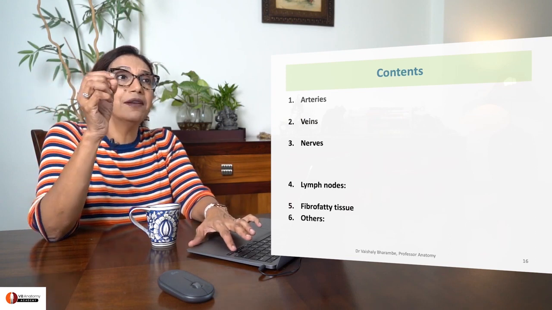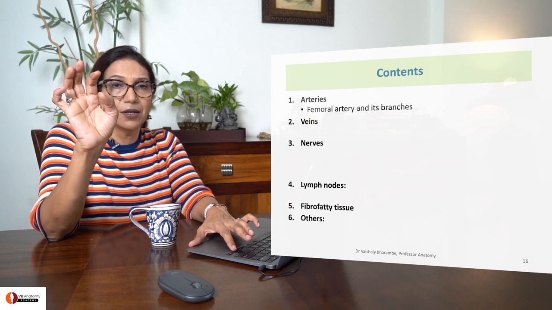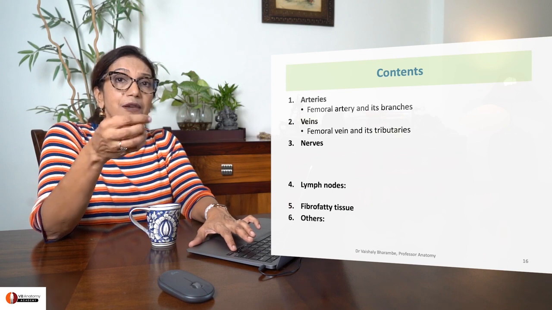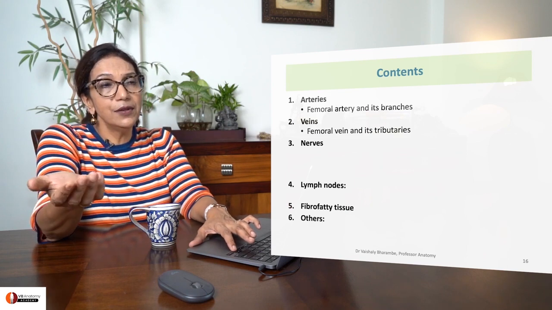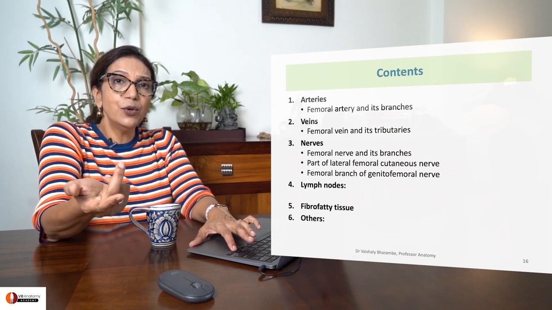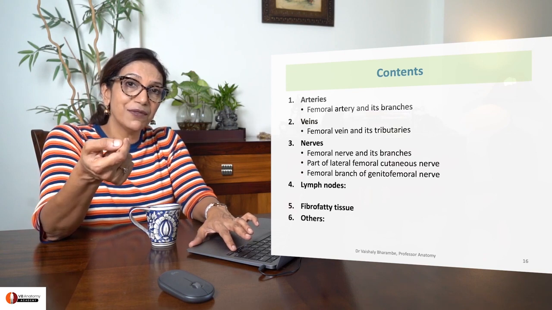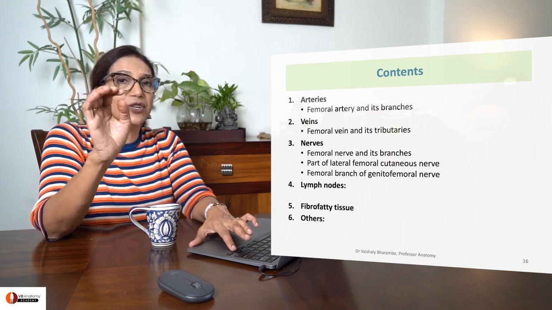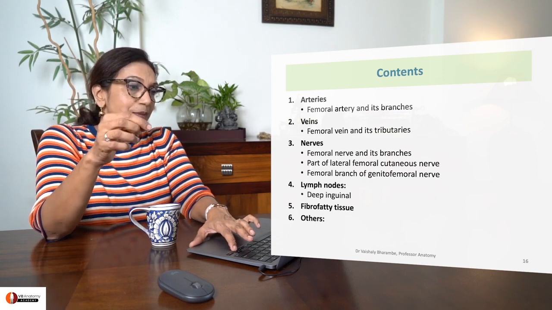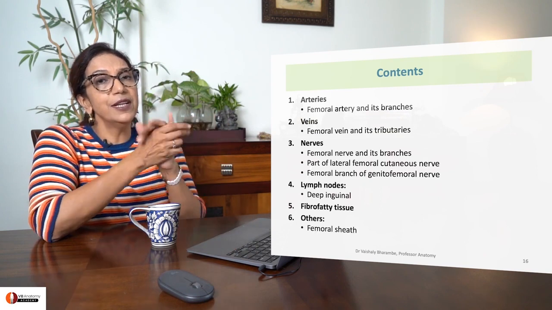Okay, so which artery will I find in my femoral triangle? Femoral artery and its branches. Which vein will I find? Femoral vein and its tributaries. Which nerves will I find? Femoral nerve and one or two other nerves, which you will see and I'll teach you. Lymph nodes, inguinal lymph nodes. But which ones? You've already seen a pack of lymph nodes. You've seen superficial lymph nodes in the roof. You will find deep lymph nodes in the triangle. What is others? In others, we will include the femoral sheath.